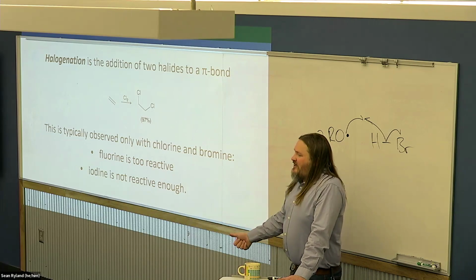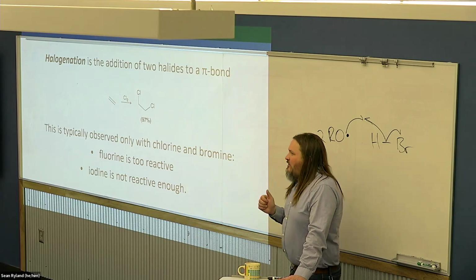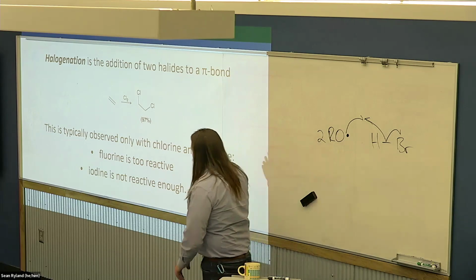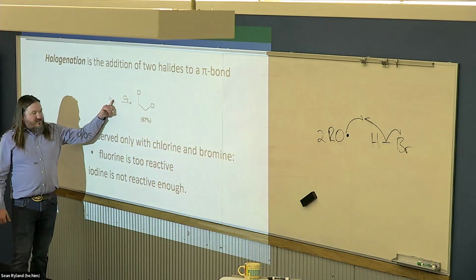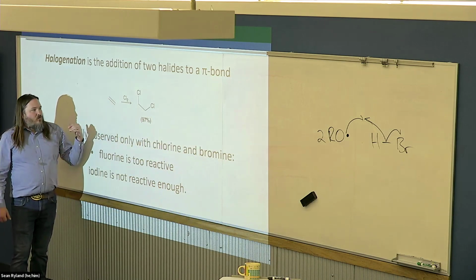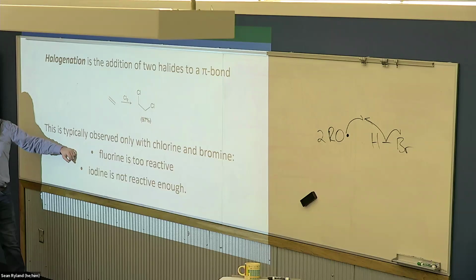Hydrogenation is hydrogen to each side. Halogenation is a halogen to each side. So there's another one that's somewhat symmetrical. We wind up breaking the pi bond, and we add the same thing to each side. We really only see it with fluorine and bromine. Fluorine explodes when you try to do this, it's too nasty.